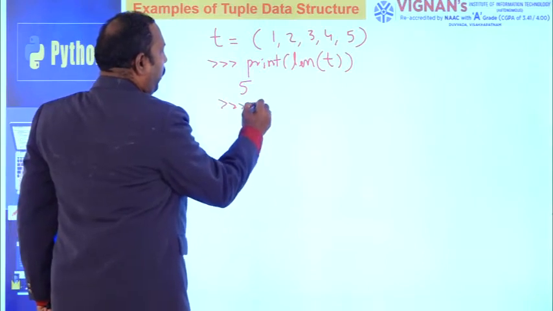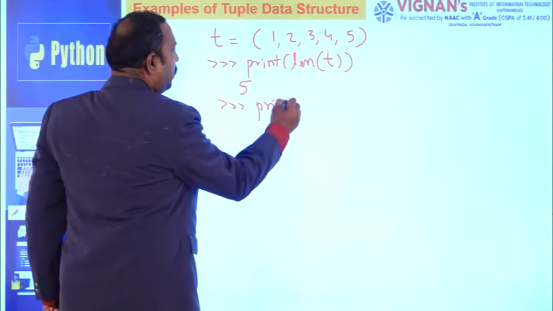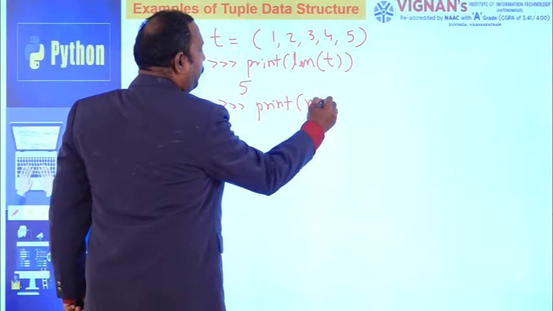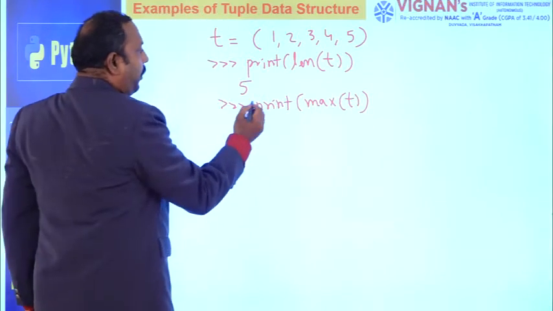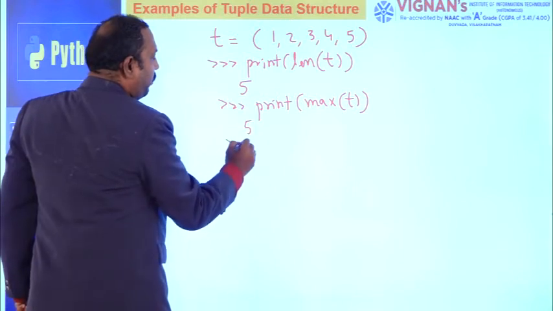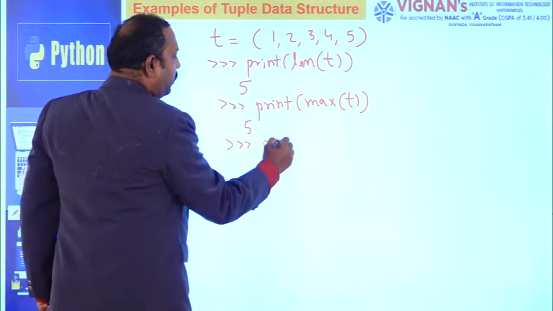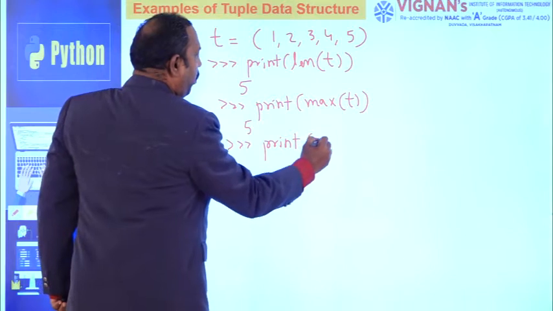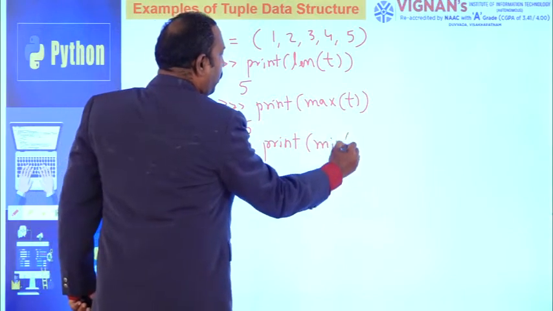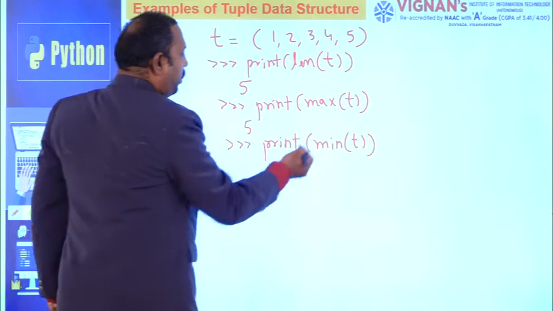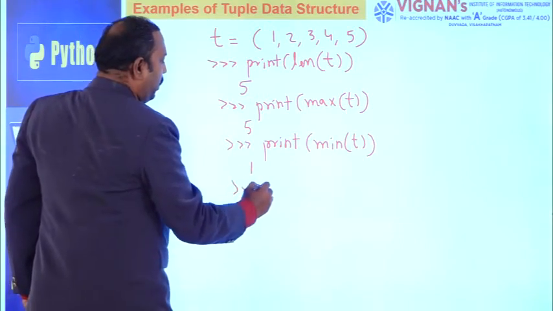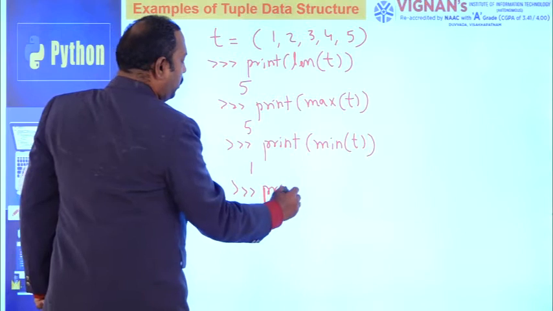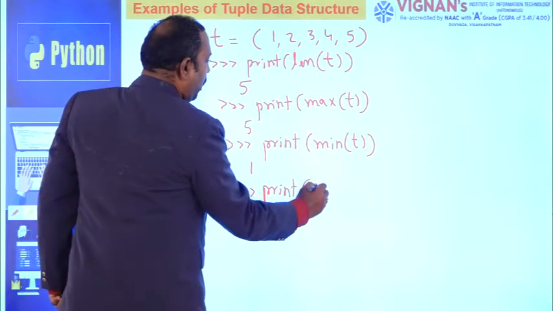Suppose I write print max of t. Max of t, the maximum element in the tuple t, is nothing but 5. For example, print min of t. What is the minimum element available in the tuple? That is nothing but 1. Similarly, print sum of t.